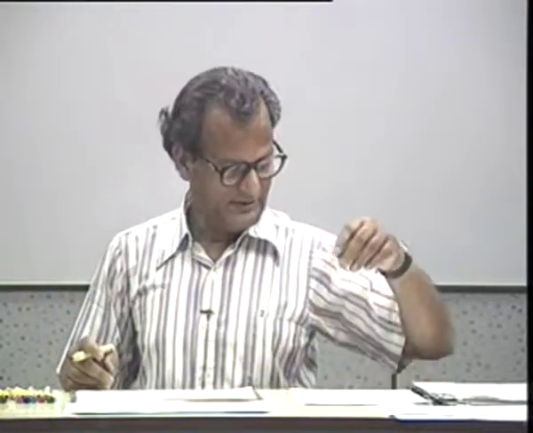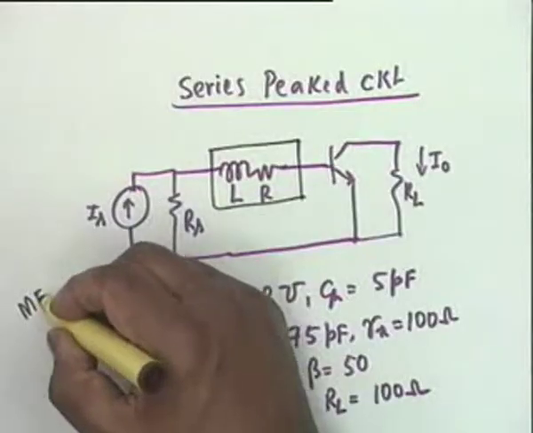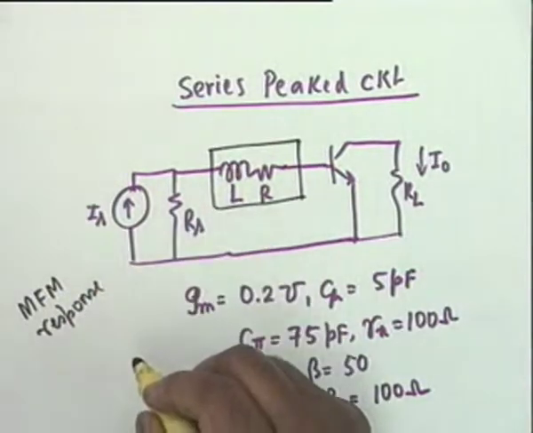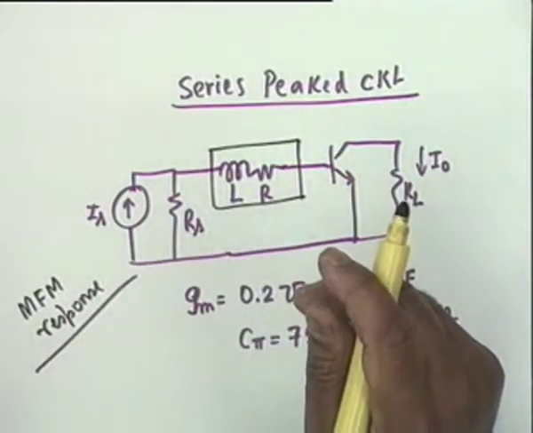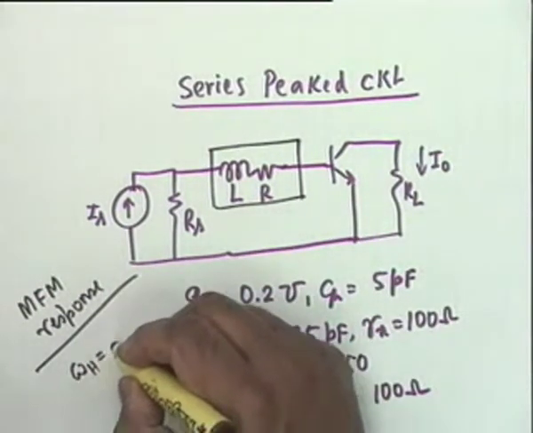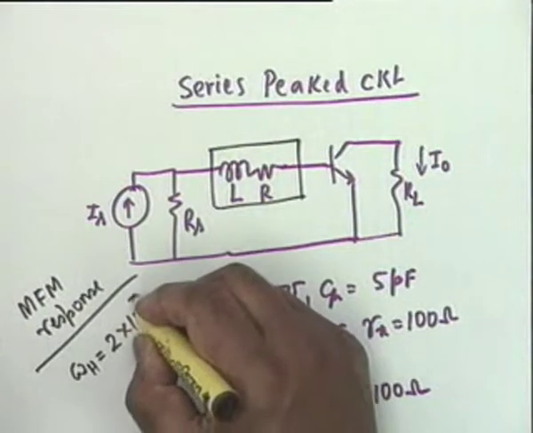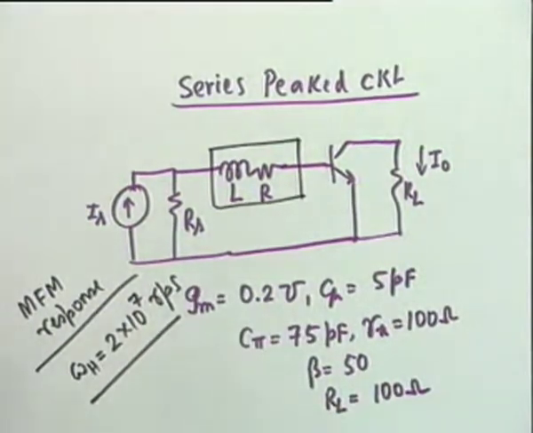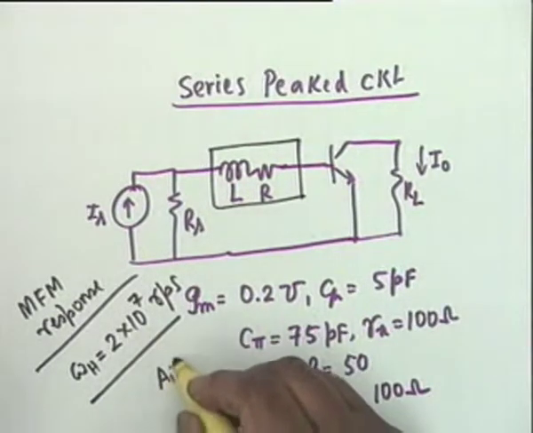Current is GMV. Okay. Now what you are required to find out is design this circuit for maximally flat magnitude response. Here we don't care about the mid-band gain, but we care about omega h. Omega h is required to be 2 times 10 to the power 7 radians per second. These are the specifications, and then it says find out the mid-band gain.